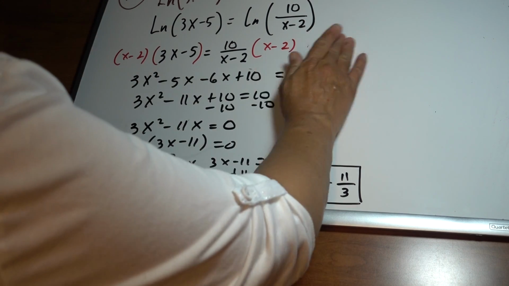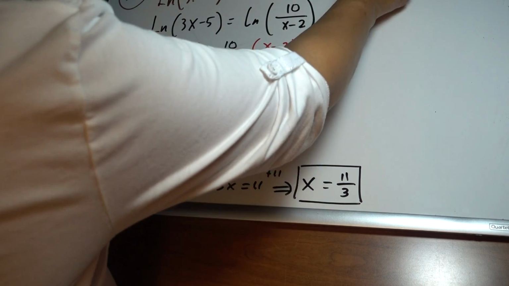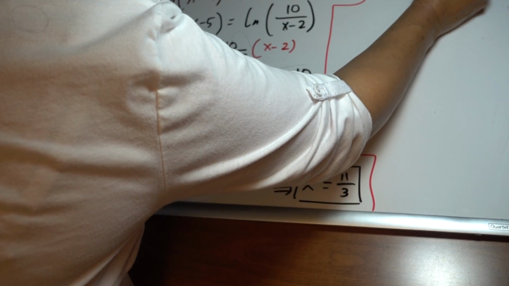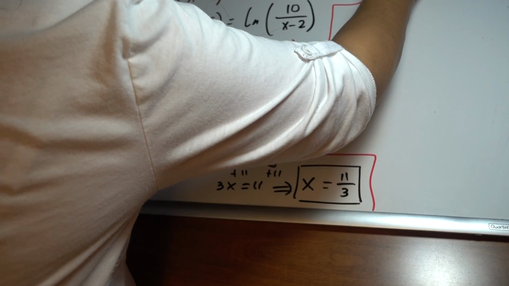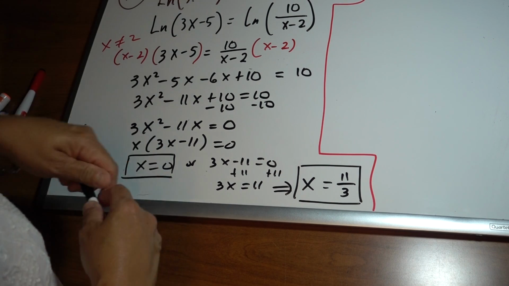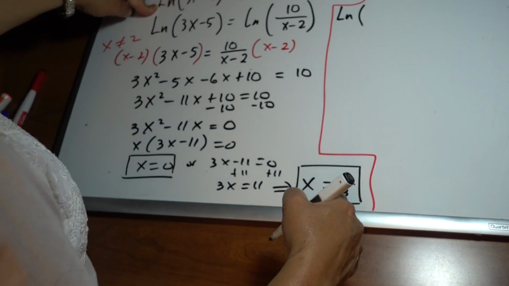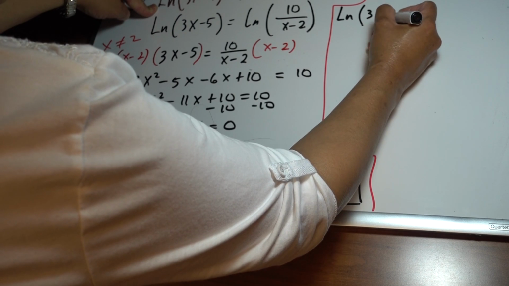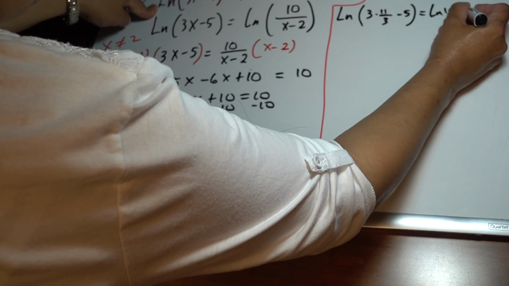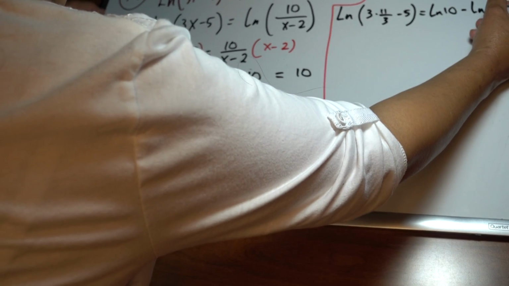So I am going to just raise this a little bit here. I'm going to put it on this side. X cannot be 2. Okay, so I'm going to do the checking part here. Let's replace x with 11 thirds, and we always do it in the original problem. Natural log of 3 times 11 thirds minus 5 equals natural log of 10 minus natural log of 11 thirds minus 2.